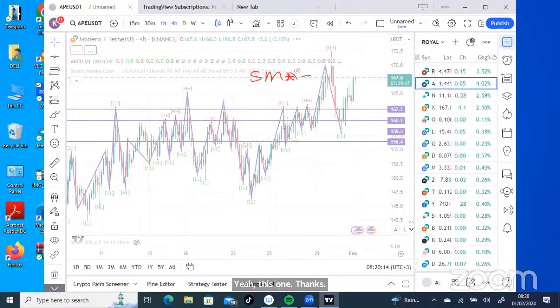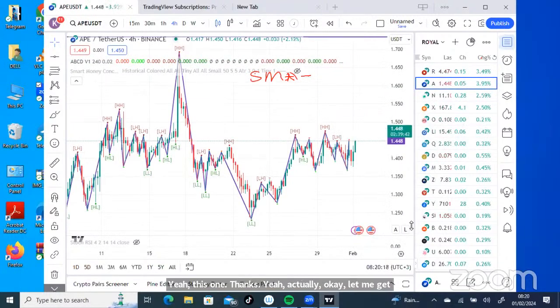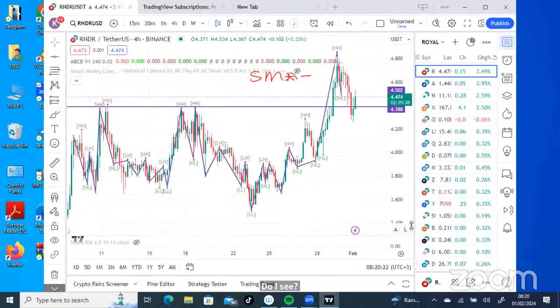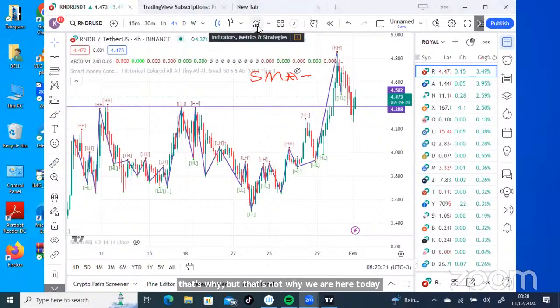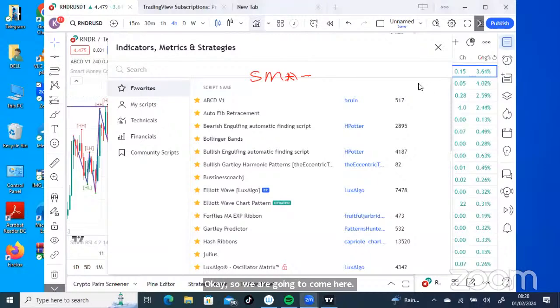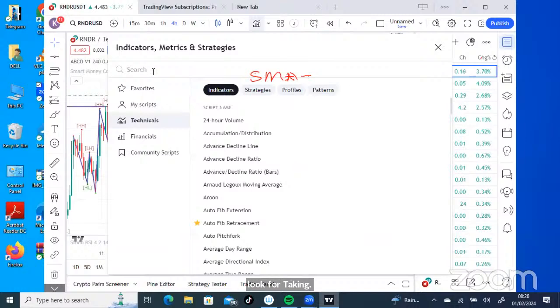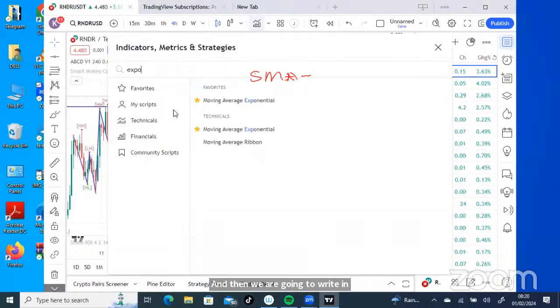Okay, let me get back to this token. Although I see the app is getting better and ready. I hope you see the market is trying to respect that area, but that's not why we are here today. Okay, so we are going to come here on indicators and we are going to look for technicals, and then we are going to write in exponential moving averages.